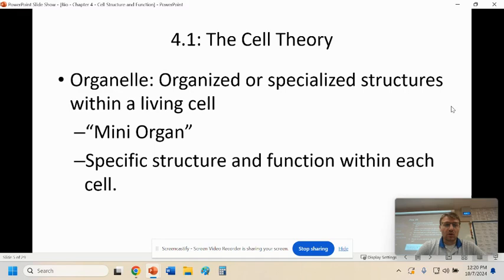We also have these things called organelles. These are specialized structures that give us certain mini organs in the cells, and they have a specific shape and function within the cell that helps them complete a task. And we're going to be talking about the different types of organelles in each cell in the next couple sections.